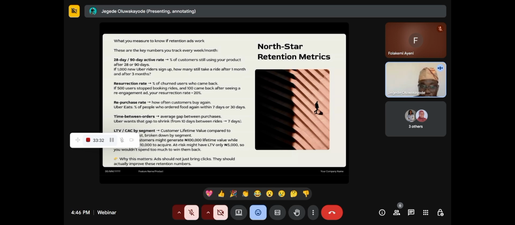Then you also want to calculate your resurrection. I like to use the resurrection power. That is the number of churned users that actually came back to you when you started your ads. So maybe for instance, you had 1,000 users, right? Out of that, 50% has churned, maybe that's 500, right? Now, when you started running your ads, what percent of that actually came back to start using it again? You want to measure that.